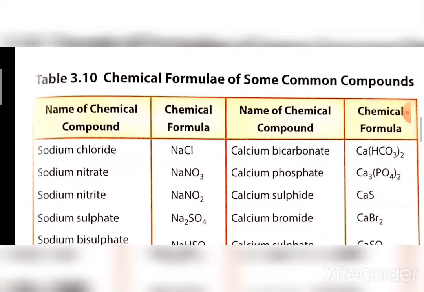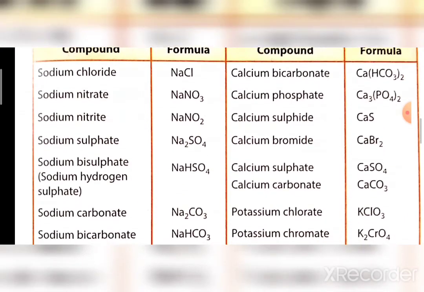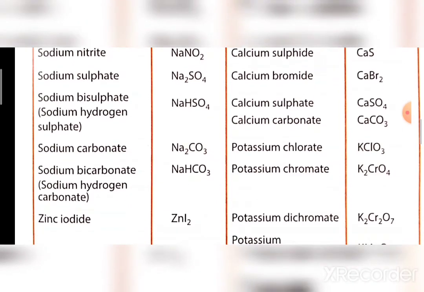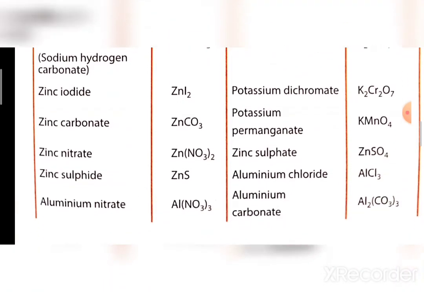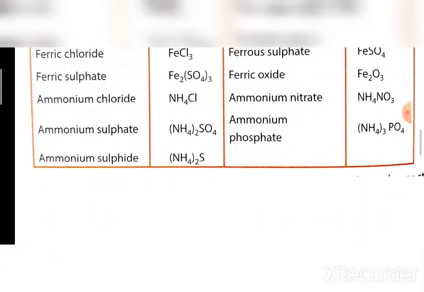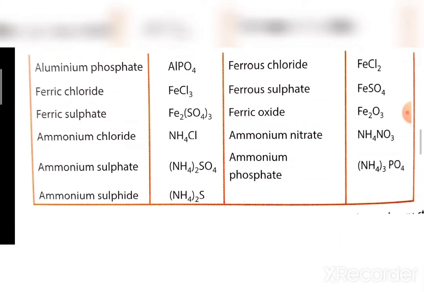Now here there are some chemical formulas of common compounds. You can just go through these. You can learn them also, you can just remember, and you can practice how you have to make the formula and why the formula is written like this only. It is due to the valencies.